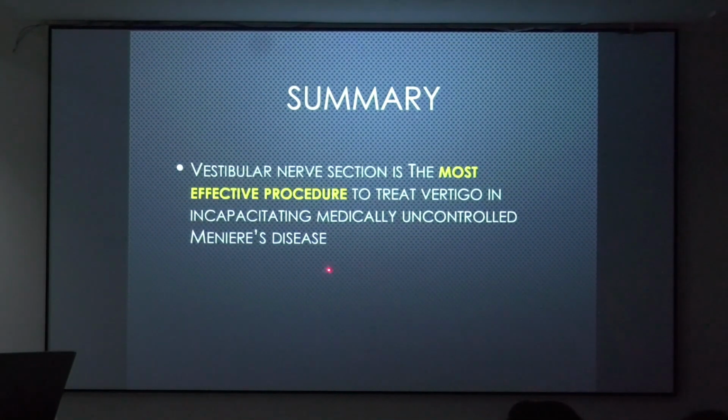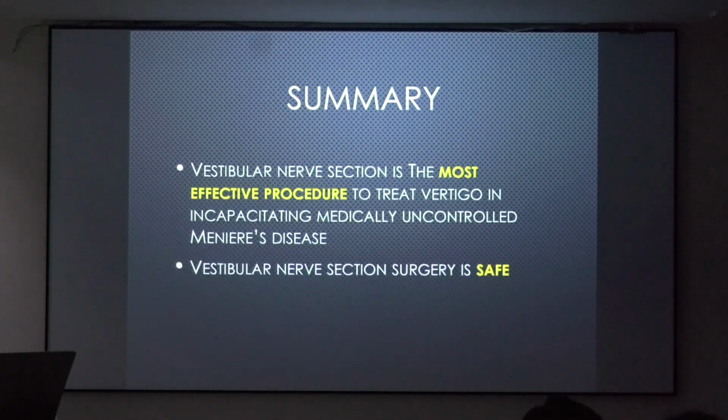So, summary: vestibular nerve section is the most effective procedure to treat vertigo. In incapacitating, medically uncontrolled Meniere's disease. It is necessary to have Meniere's disease, it is necessary that it is medically uncontrolled, and incapacitating. All the three things are required to be considered.